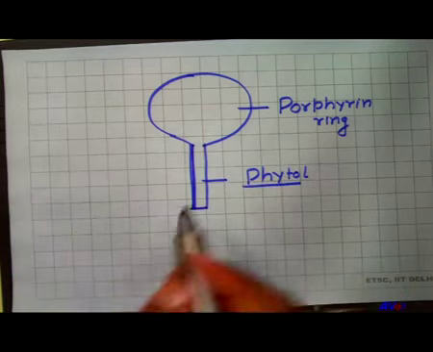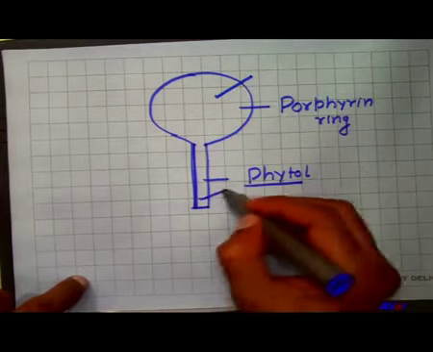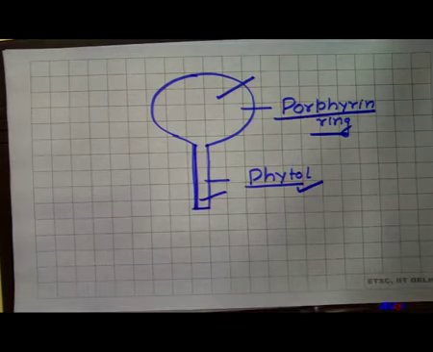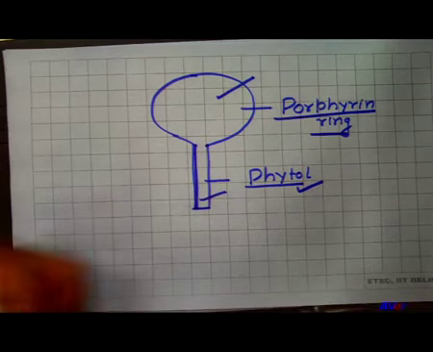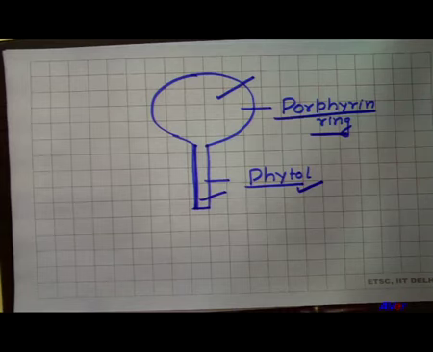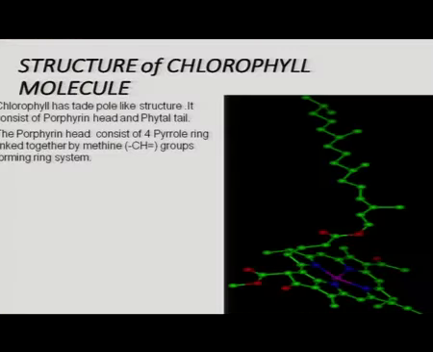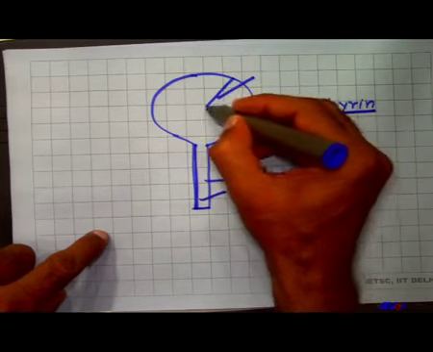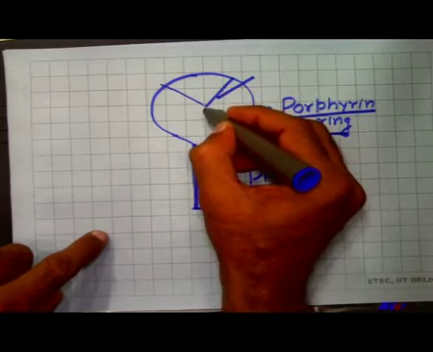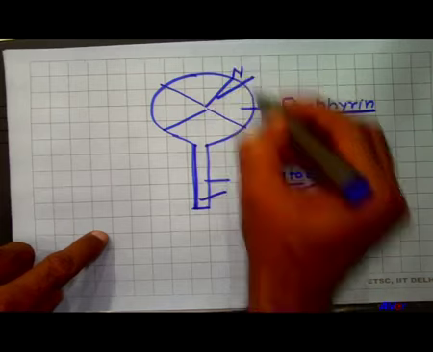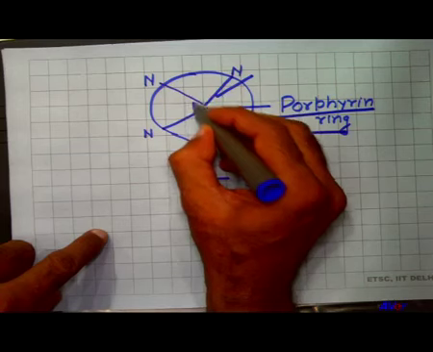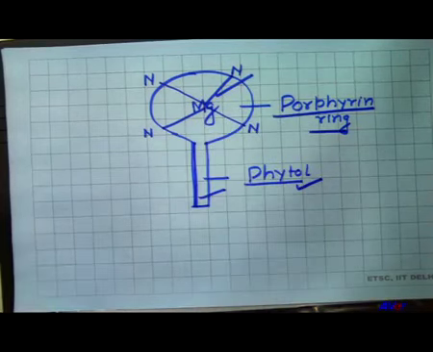The chlorophyll molecule is made by a head and a tail. The head is made by the porphyrin ring and the tail is called the phytol tail. It is just like a tadpole-like structure, that is the frog larva. The porphyrin ring consists of four parallel rings. Here the four parallel rings are there, and this ring contains nitrogen and centrally placed magnesium, just like hemoglobin.